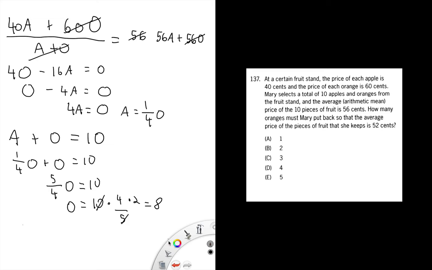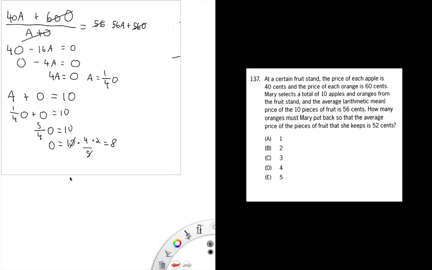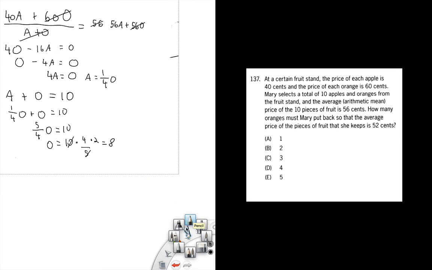So now we know we've got 8 oranges. So we just take this information and we set up an equation for our new weighted average. And the apples are staying the same. So we've got 2 apples and the prices are staying the same too.